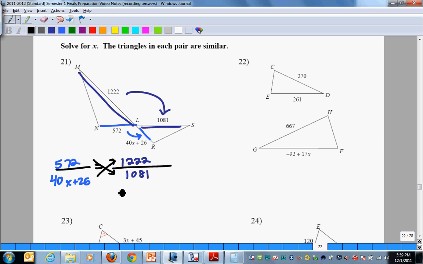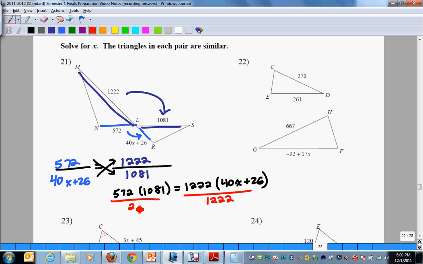And we have here 572 times 1,081 equals 1,222 times 40x plus 26. Rather than distributing that number, I'm going to divide both sides by 1,222.